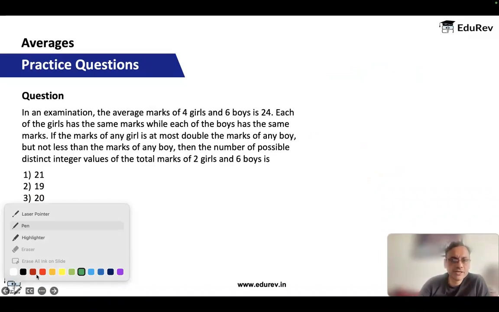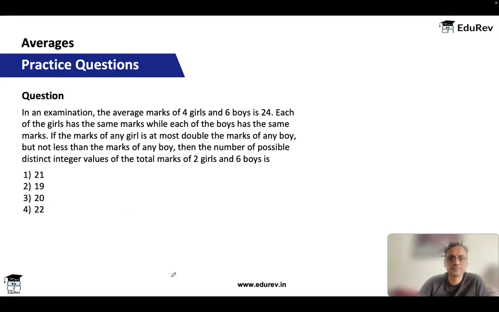The average marks of 4 girls and 6 boys is 24. Each of the girls has the same marks, and each of the boys has the same marks. So 4 girls plus 6 boys, average is 24, which tells you that 4G plus 6B is equal to 240. Then the marks of any girl is at most double the marks of any boy, that means G is less than or equal to 2B, but not less than the marks of a boy, so greater than or equal to B. So this is the data that I have.